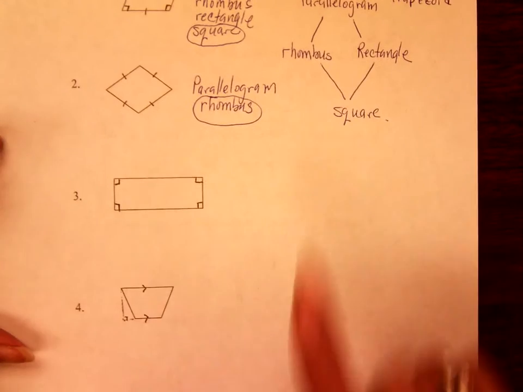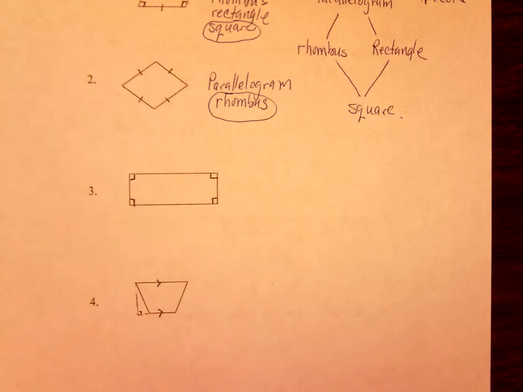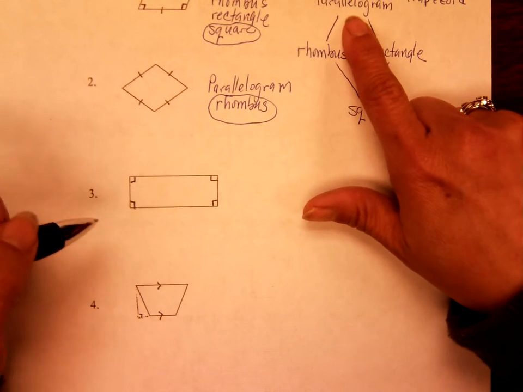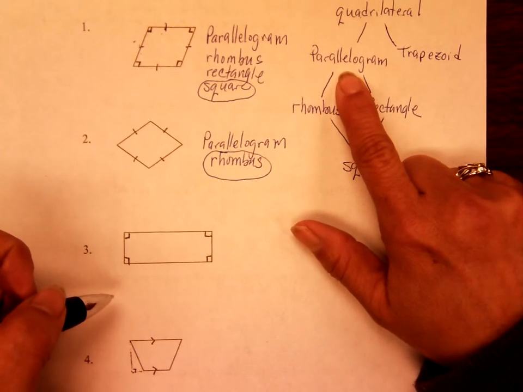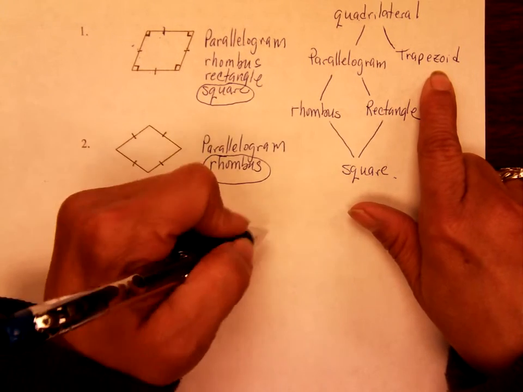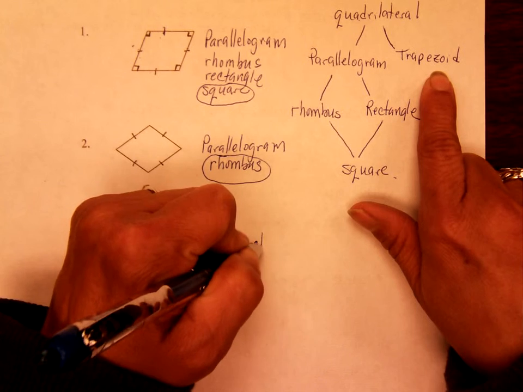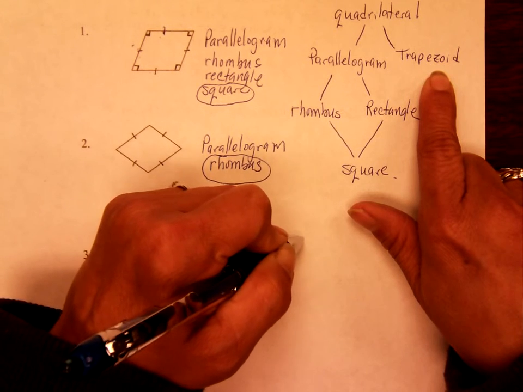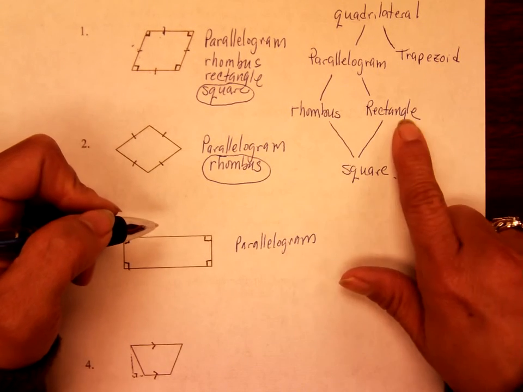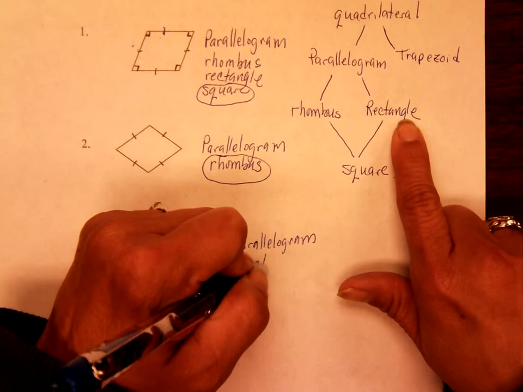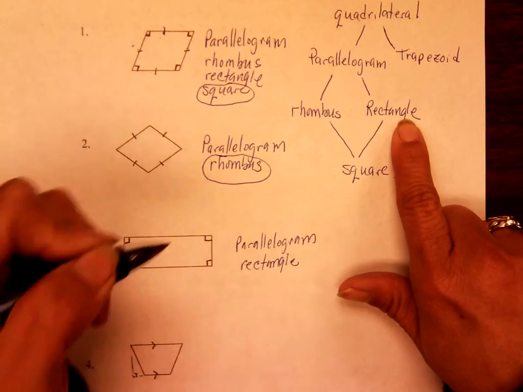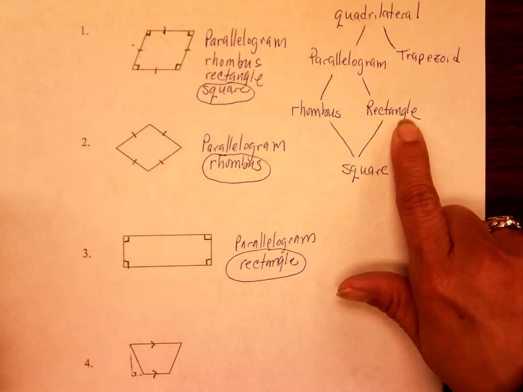Okay, look at number 3 and 4. Try it on your own, and when you're ready, go ahead and push play. So you should have looked at this and said, is it a parallelogram or a trapezoid? And you say it's a parallelogram. Okay, is it a rhombus or a rectangle? It's a rectangle. And the best name for this is a rectangle.